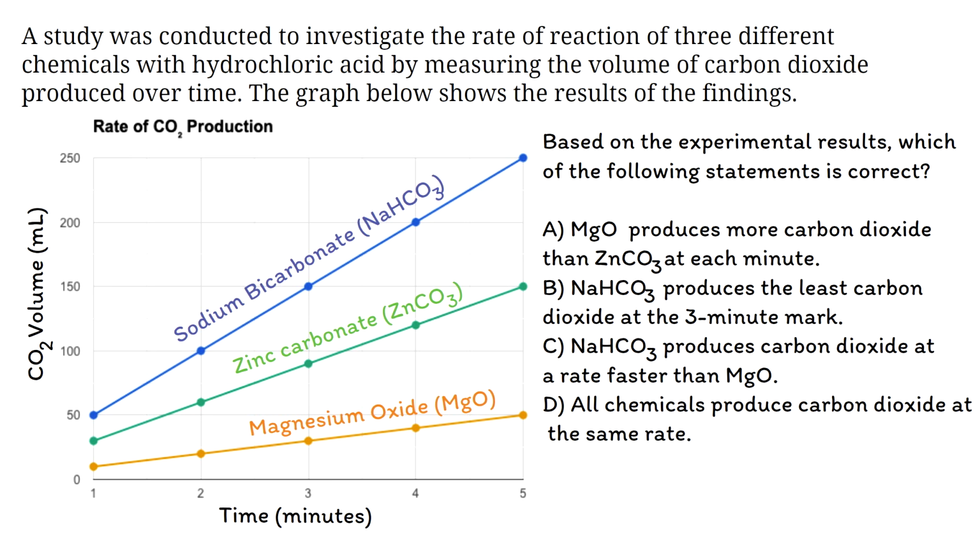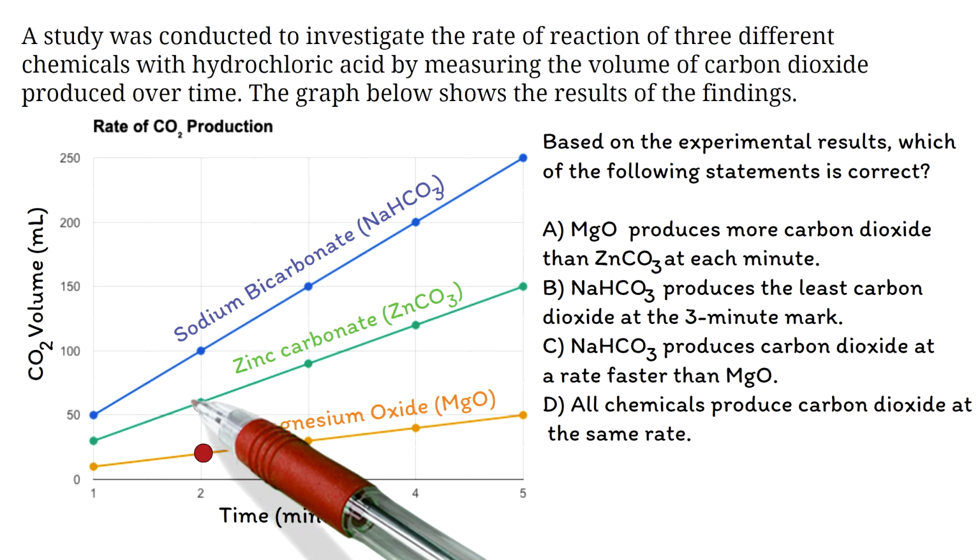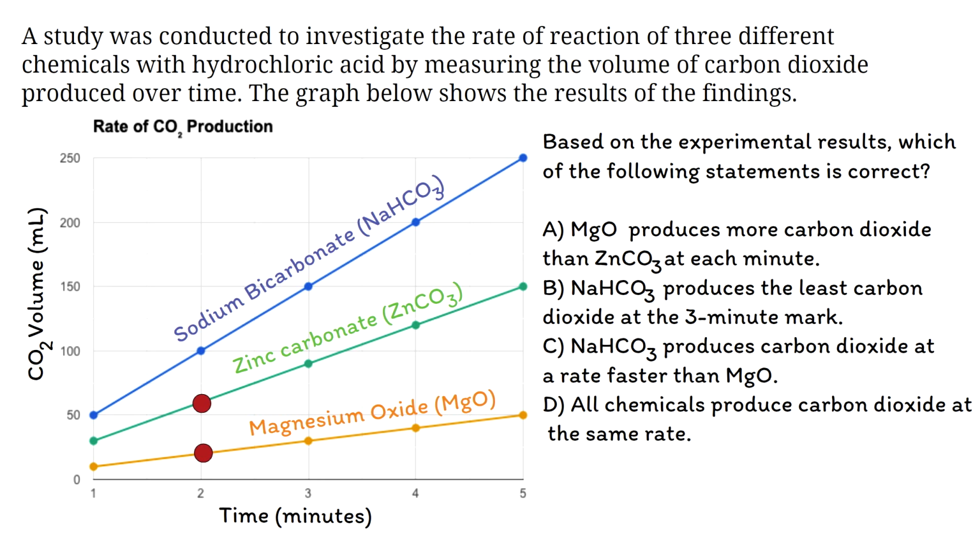A. Magnesium oxide produces more carbon dioxide than zinc carbonate at each minute. This statement is incorrect. Let's consider the second minute. Zinc carbonate clearly produces more carbon dioxide. Zinc carbonate produces about 60 milliliters of carbon dioxide, and magnesium oxide produces about 20 milliliters.